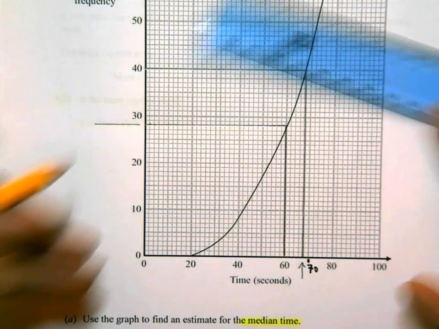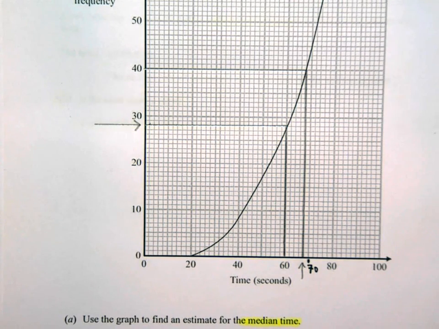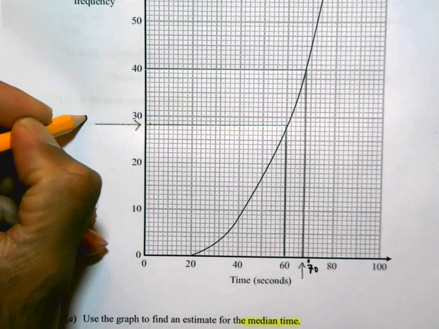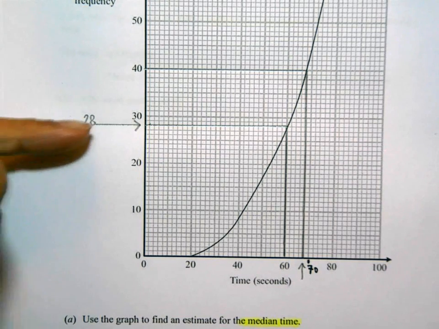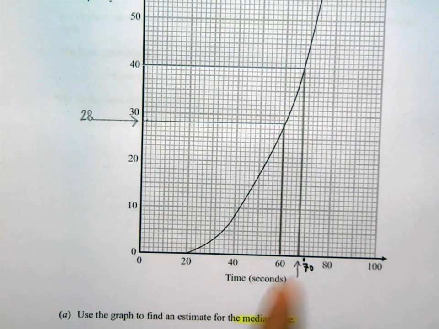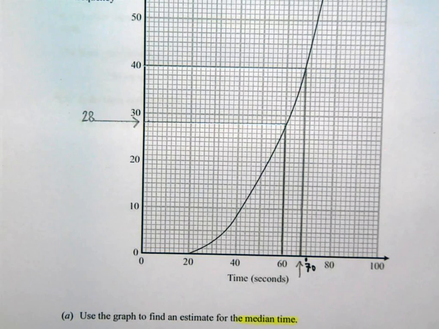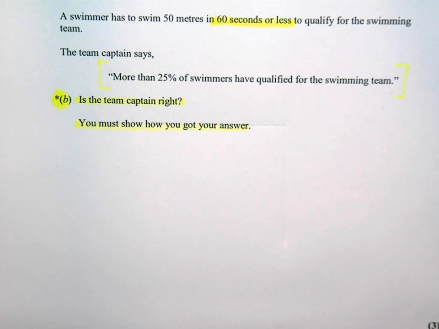Okay, that reading, every tiny square stands for 1, so that reading is going to be 28. What this tells me is 28 swimmers took 60 seconds or less. So it's this bit here, 60 seconds or less. 28 swimmers took 60 seconds or less. What I'm going to do is I'm going to go back to my question and see how that could help me work out my answer. So I'll write that down as well.